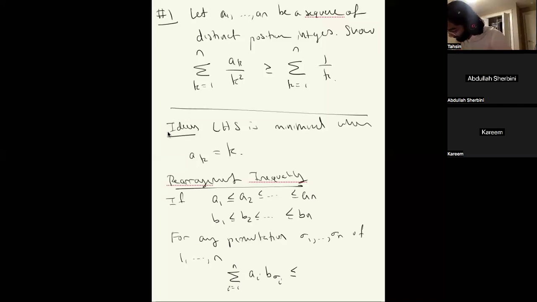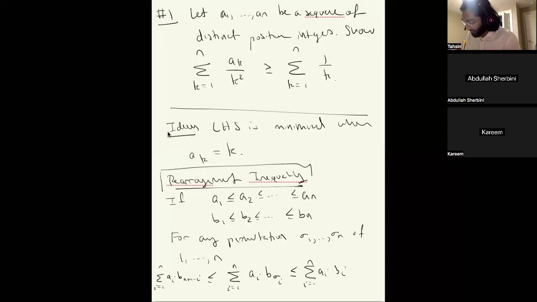So it'll be at most the sum from i equals 1 to n of a_i times b_i. And the smallest it can be is the sum from i equals 1 to n of a_i times b_(n+1-i). This is the reverse, if they're ordered opposite to each other. So this is the rearrangement inequality, and it applies here.